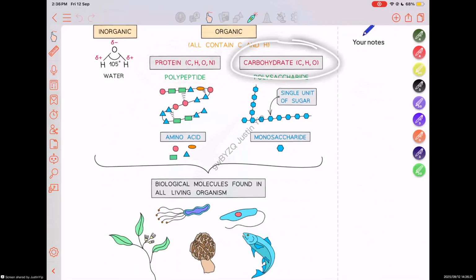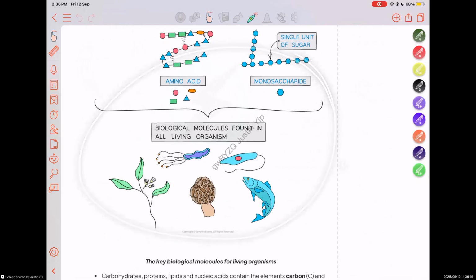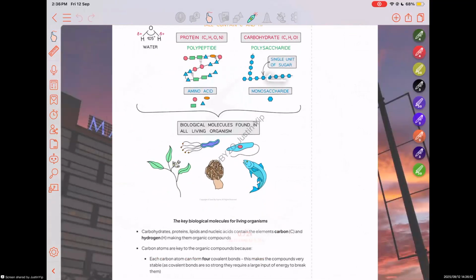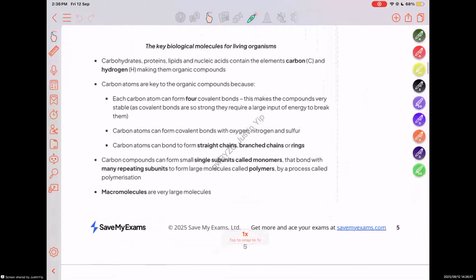Carbohydrate, protein, polypeptide, amino acid: they get smaller and smaller in unit. For carbohydrate, you start from polysaccharide, but what you end up with is monosaccharide. Anything that contains C and H we call organic, and the remaining ones that do not contain carbon and hydrogen we call inorganic. These are the biomolecules found in living organisms. I leave this one to you because it is not hard, and the main thing is I go through this one with you.